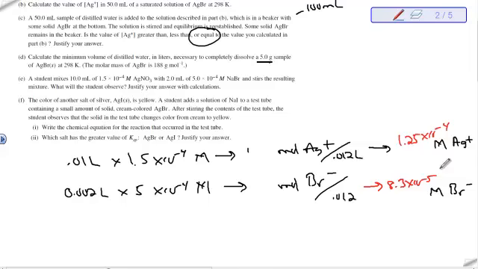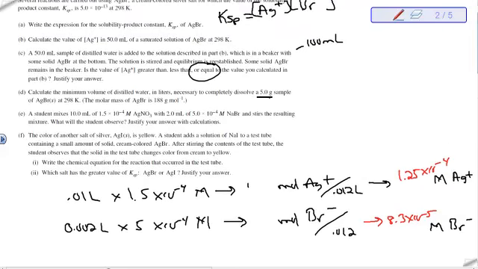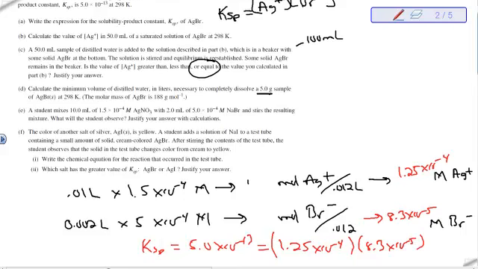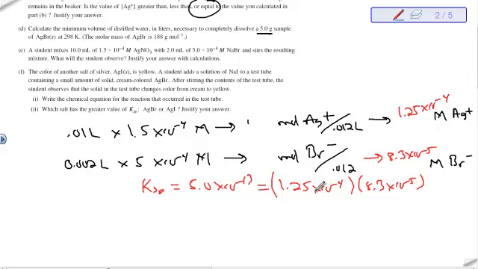Now substituting into the K expression, KSP equals 5.0 times 10 to the negative 13th, and that's going to be equal to the product of these two, 1.25 times 10 to the negative fourth, both to the first power. Now, I guess I should have done it without the K value. We multiply these two, and we get a value of 1.04 times 10 to the negative 8th.